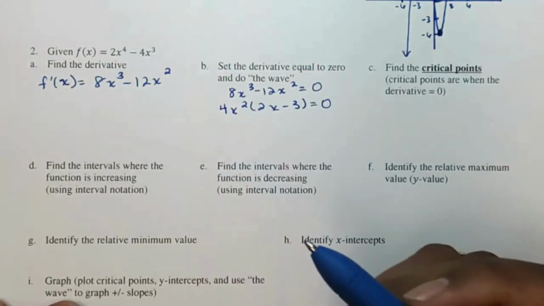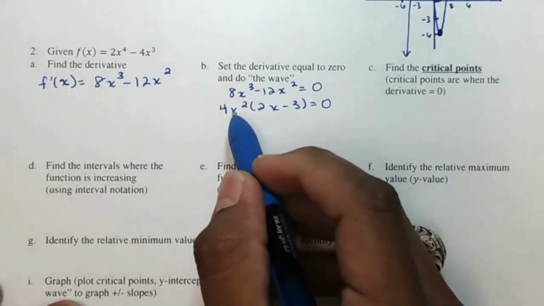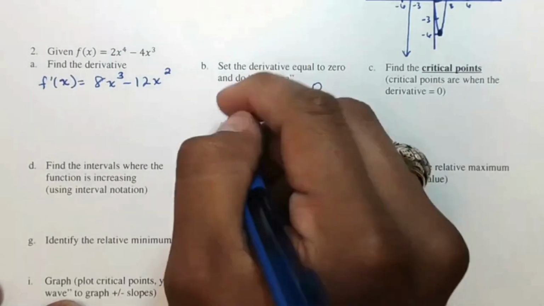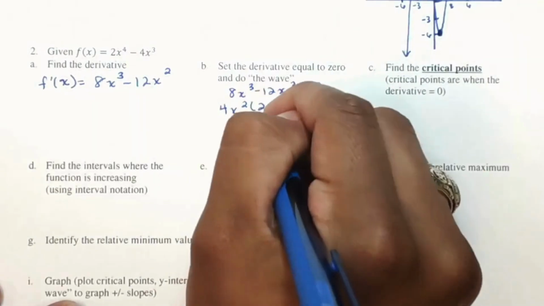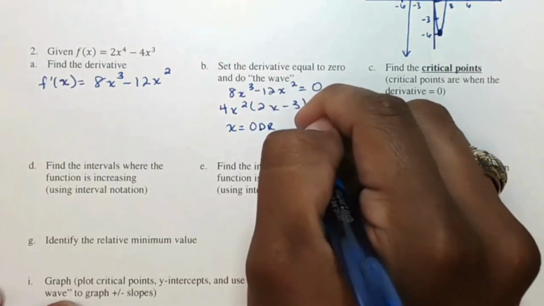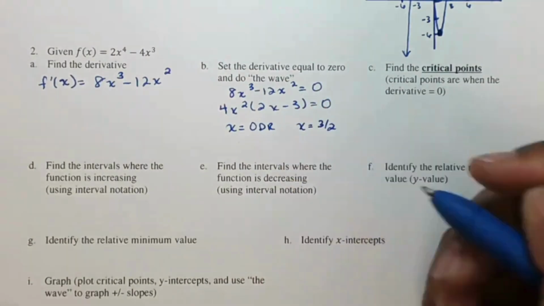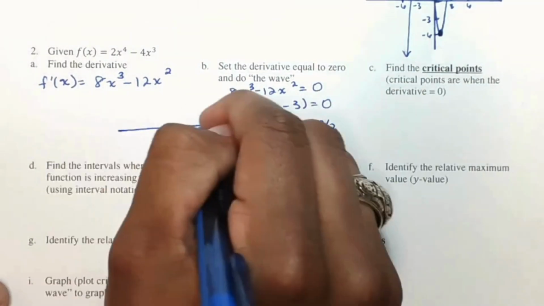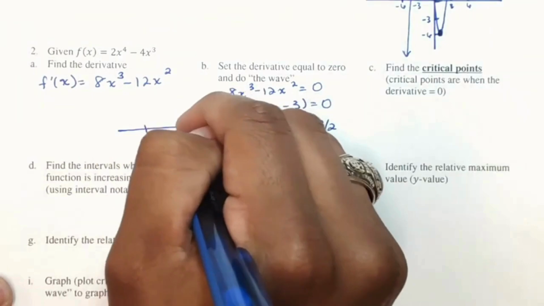Now the 4 doesn't really matter. Again, you could have divided it out, but the x squared, when you set that equal to 0, you get a 0 double root. You get a multiplicity of 2. And then 2x minus 3, we get 3 halves. So if I were to put that on my wave, I would have 0 and 3/2.